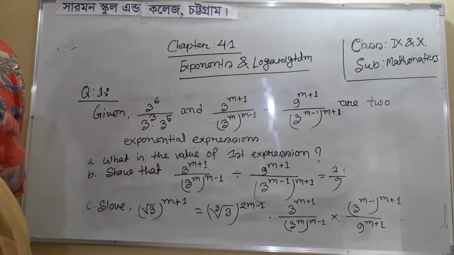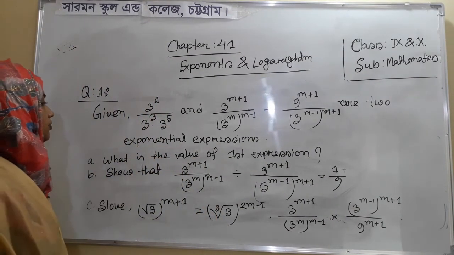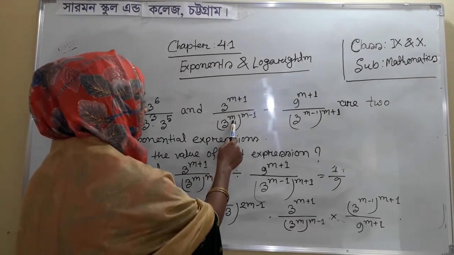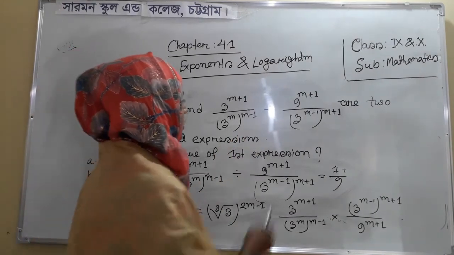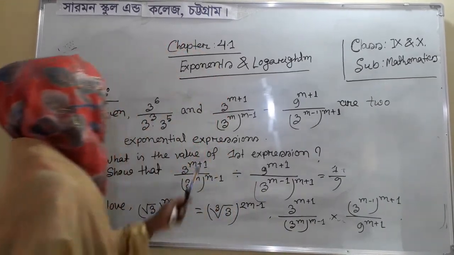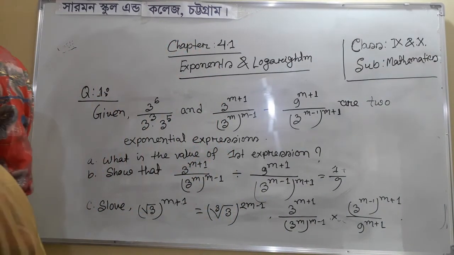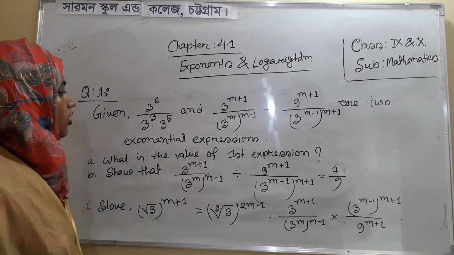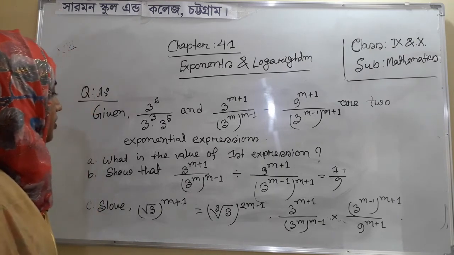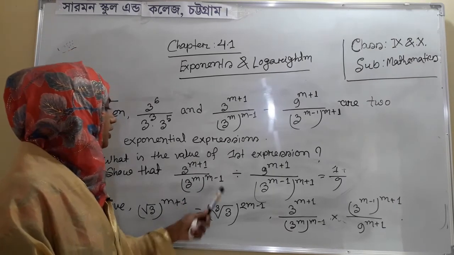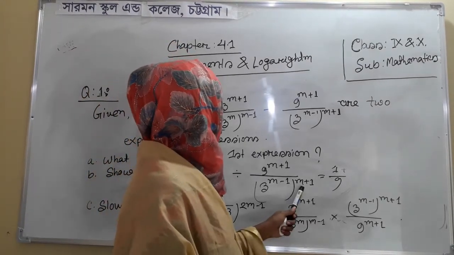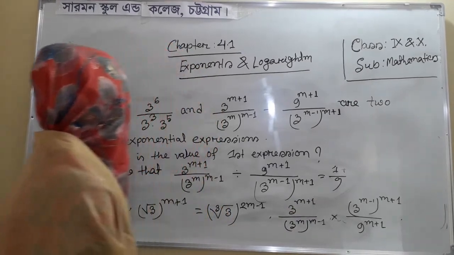Read the question attentively. Given 3 to the power 6 divided by 3 cube into 3 to the power 5, and 3 to the power m plus 1 divided by 3 to the power m whole to the power n minus 1 divided by 9 to the power m plus 1 divided by 3 to the power m minus 1 whole to the power m plus 1 are two exponential expressions. Problem A: What is the value of the first expression? Problem B: Show that 3 to the power m plus 1 divided by 3 to the power m whole to the power n minus 1 divided by 9 to the power m plus 1 divided by 3 to the power n minus 1 whole to the power n plus 1 equals 1 by 9.